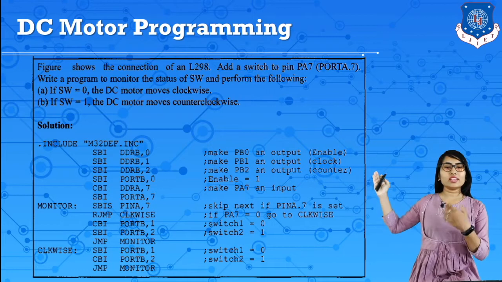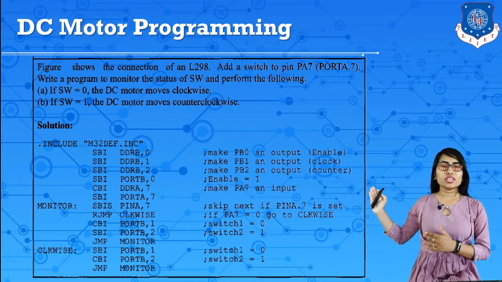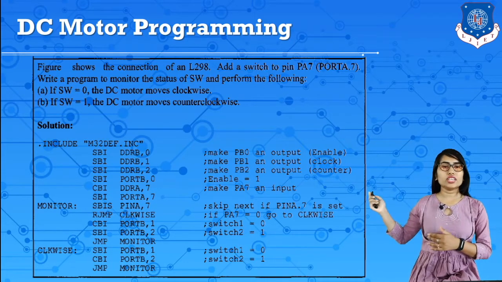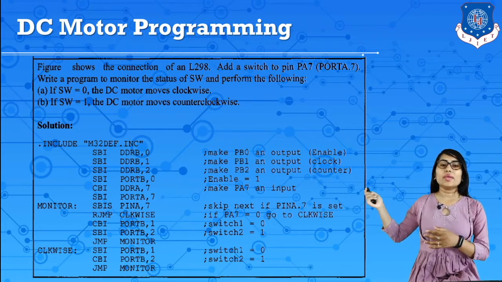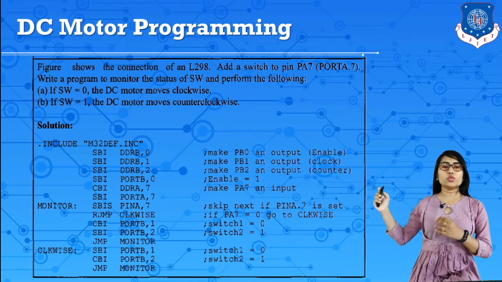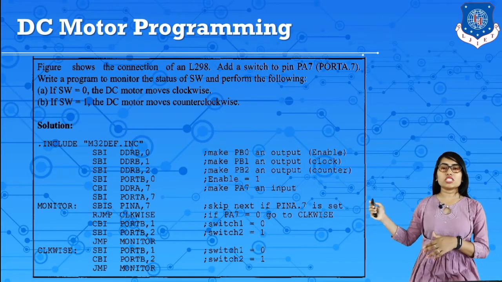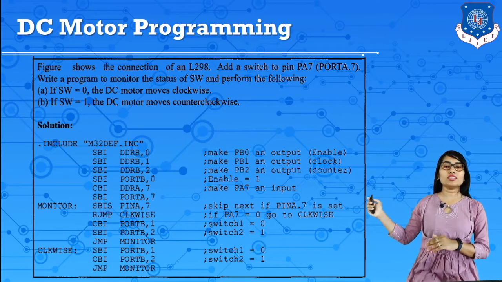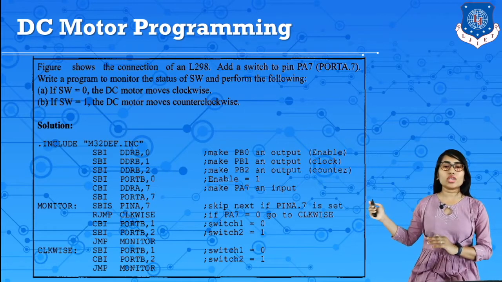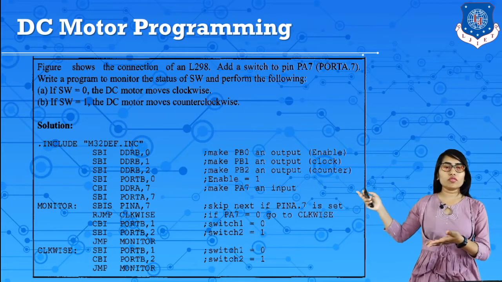So for that, the initialization library is called like this, m32def.inc, then make PB0 an output, PB1 an output, and PB2 an output, because at PB0 there is an enable, at PB1 there is a clock, and at PB2 there is a counter, as shown in the previous figure.